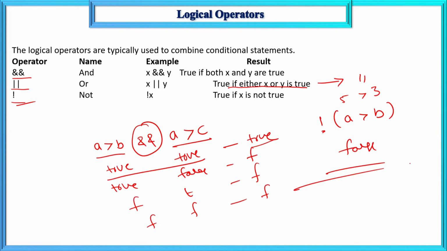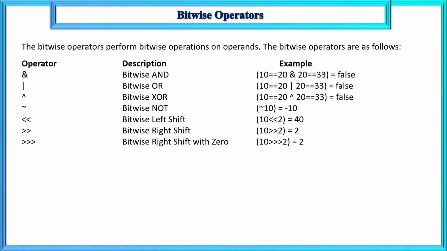This is the logical operator. Next, bitwise operator means here the operation is performed on bits. Bits in the sense, for example, before going to that, what are the different operators?